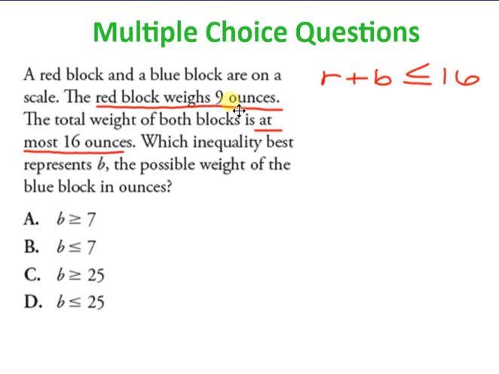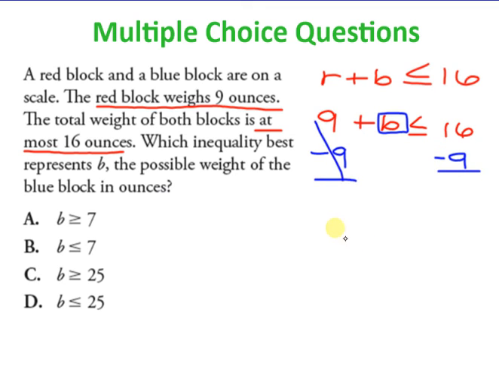Now it tells us that the red block is 9, so we could put 9 in for R. Now we need to go ahead and solve for B. So oops, I didn't box my variable. So minus 9, these cancel. Bring down my B, bring down my sign. 16 minus 9 is 7, and B is the one that matches.